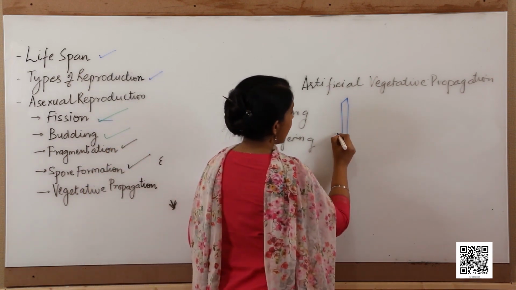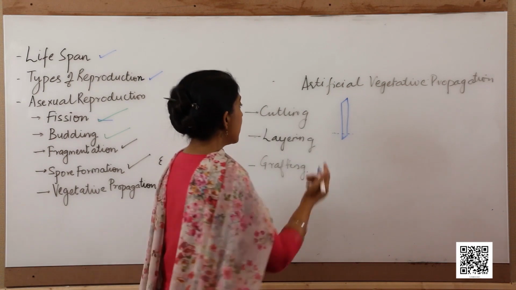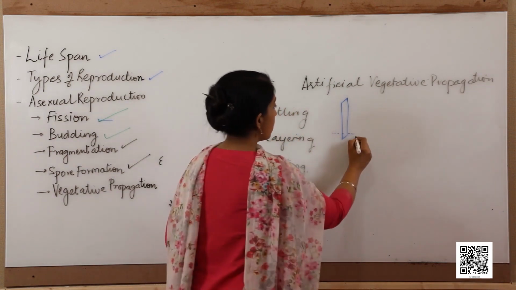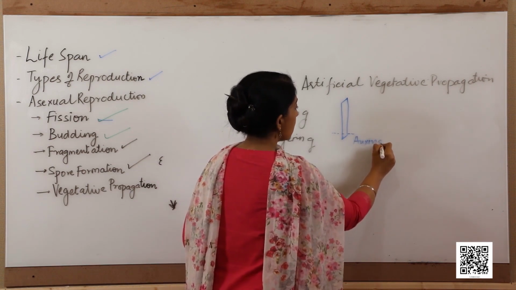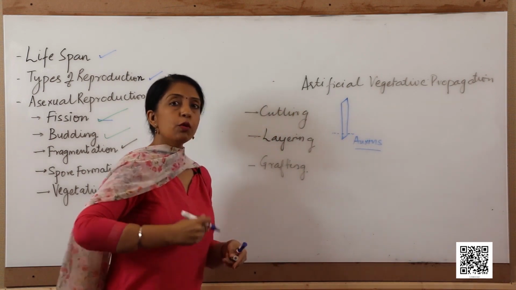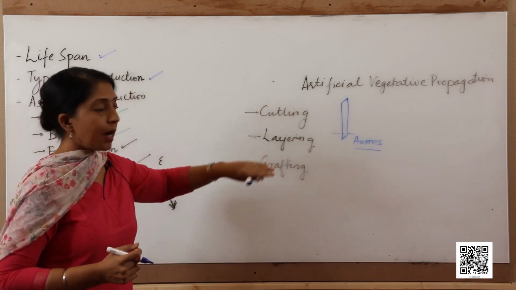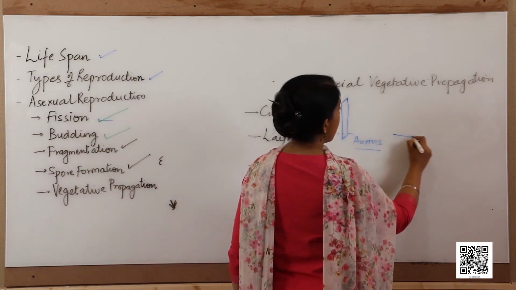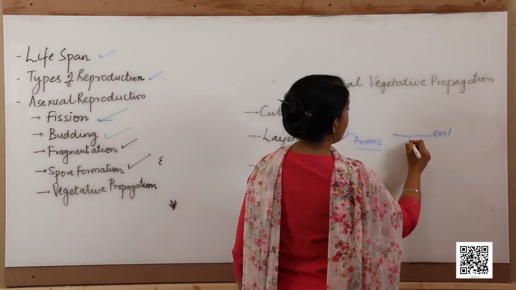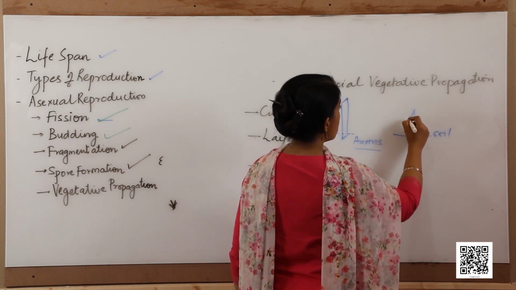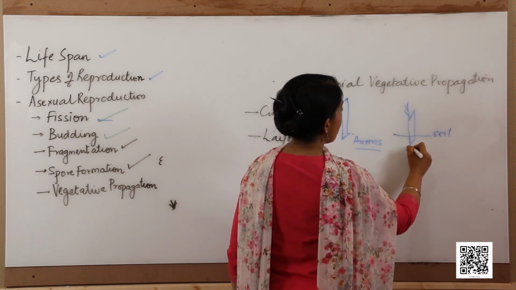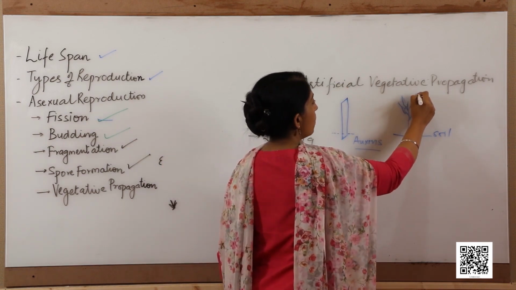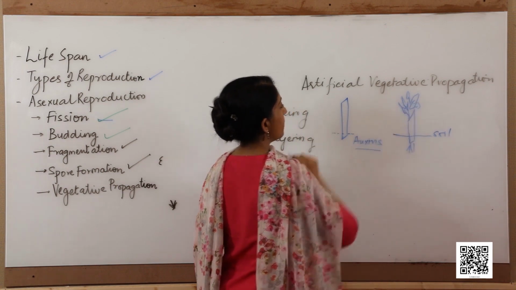One of its sides, one portion of the stem, is dipped in the root inducing hormones or the auxins. These auxins stimulate the root formation in that part of the cutting from the plant, and then they are sown in the soil, and these cuttings later give rise to a new plant forming roots at the base and stem and leaves at the top. So this is how cutting is performed.